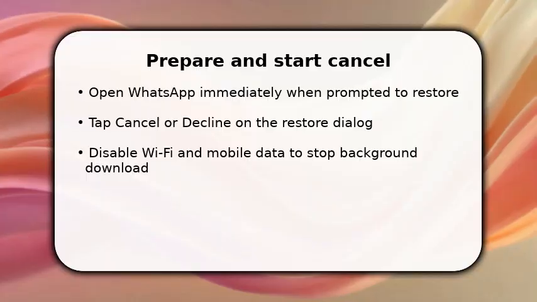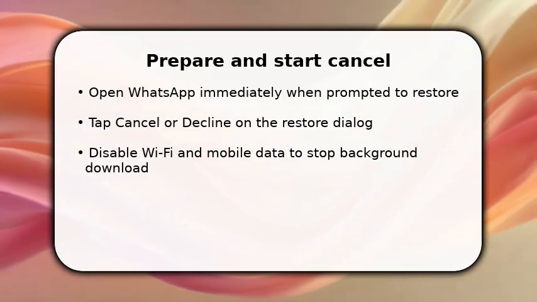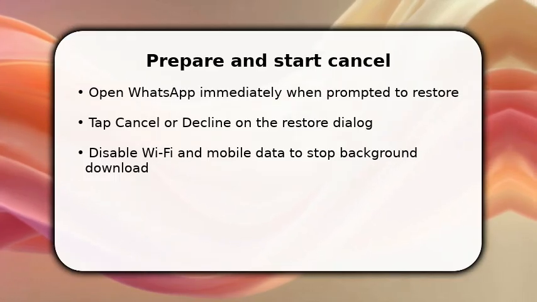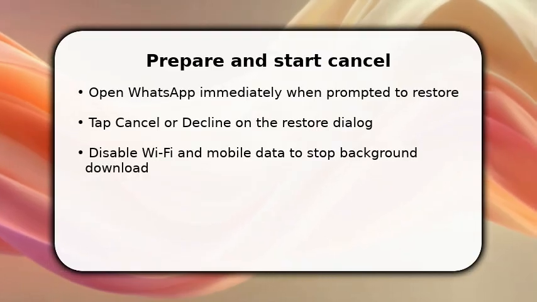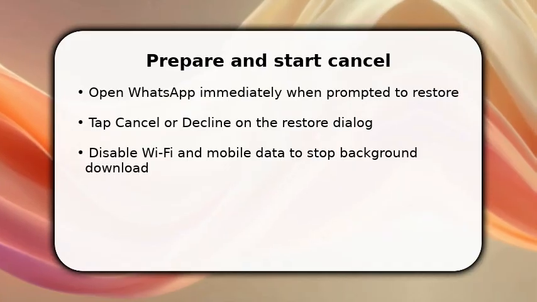You start by acting quickly. Open WhatsApp, and when the restore prompt appears, tap Cancel or Decline to stop the restore attempt. Once done, turn off Wi-Fi and mobile data to prevent any resumed download. This forces the app to pause network activity.